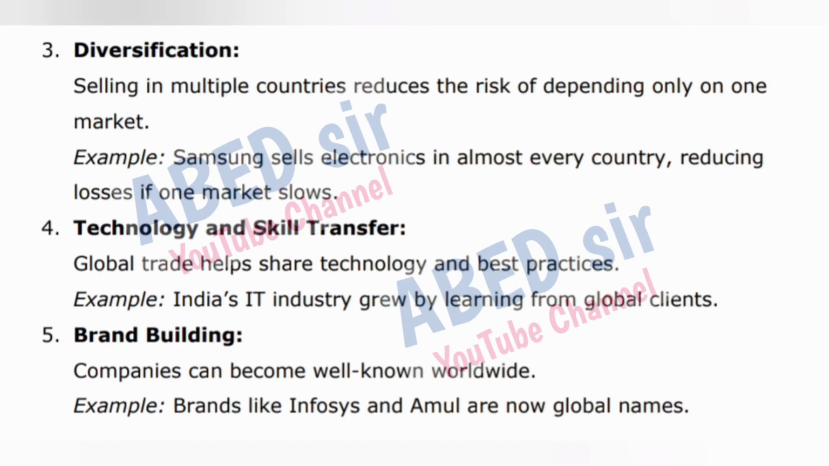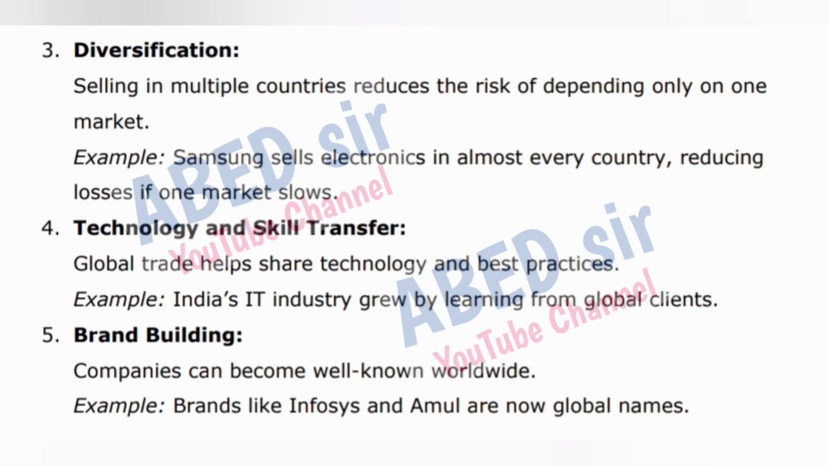3. Diversification. Selling in multiple countries reduces the risk of depending only on one market. Example, Samsung sells electronics in almost every country, reducing losses if one market slows. 4. Technology and skill transfer. Global trade helps share technology and best practices. Example, India's IT industry grew by learning from global clients.